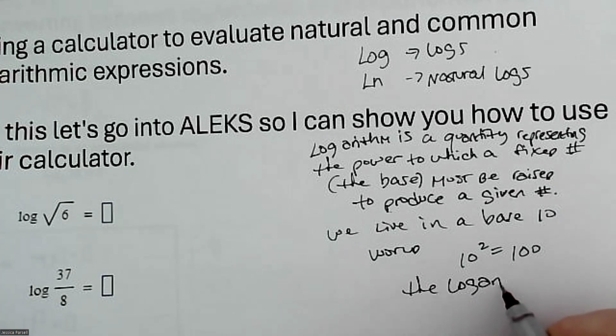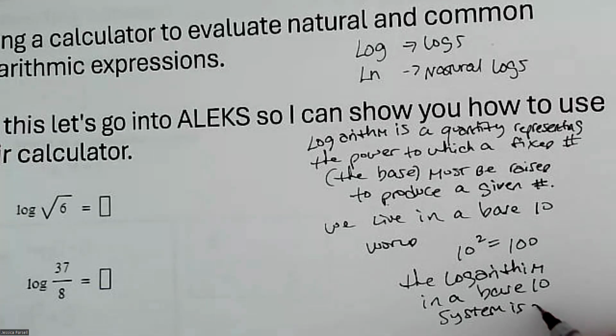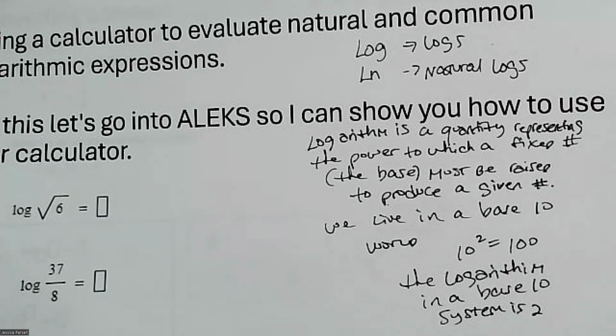The logarithm, that's probably not spelled right, in a base 10 system is 2. And we're going to get into this a little bit more in the next video, the second video for this week. Okay, so I've advised that we're going to go into ALEKS because the ALEKS calculator will pop up and allow you to figure out what the log of the square root of 6 is and what the log of 37 divided by 8 is.